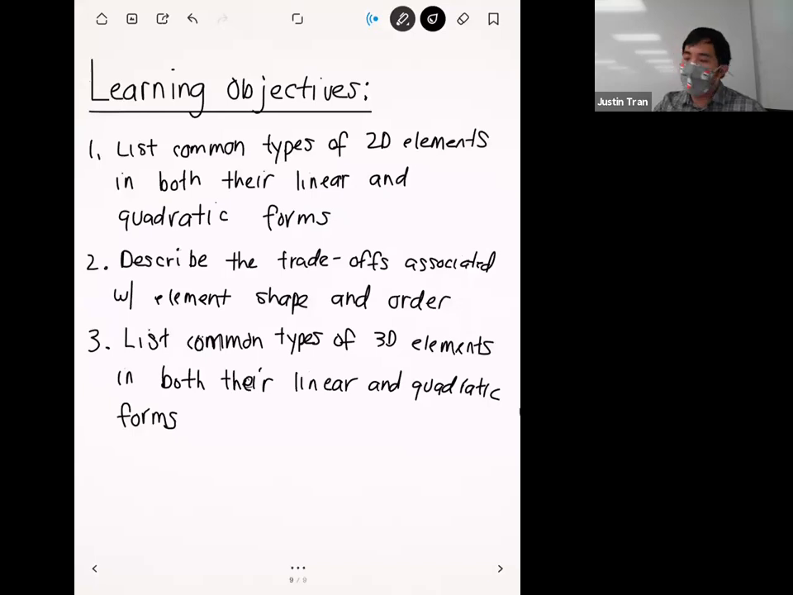Then hopefully we'll have time to wrap it up at the end to talk about some trade-offs that you can think about in general about using the different element types. I do want to get through all of this today because on Monday I want to talk about shell and beam elements, because that's going to be really important for the activity we're going to do next Wednesday.